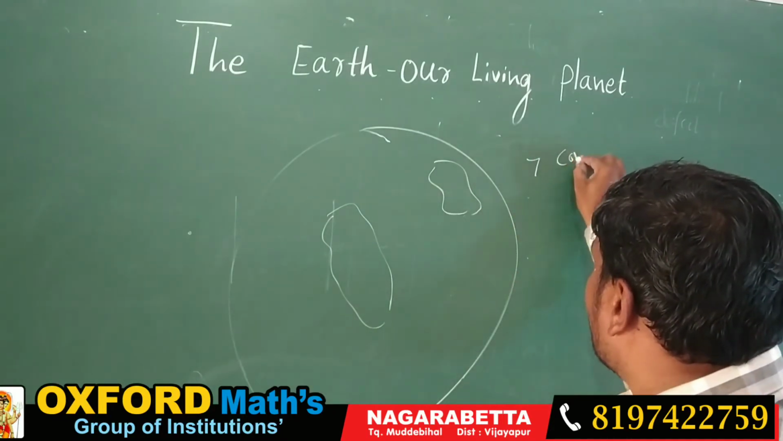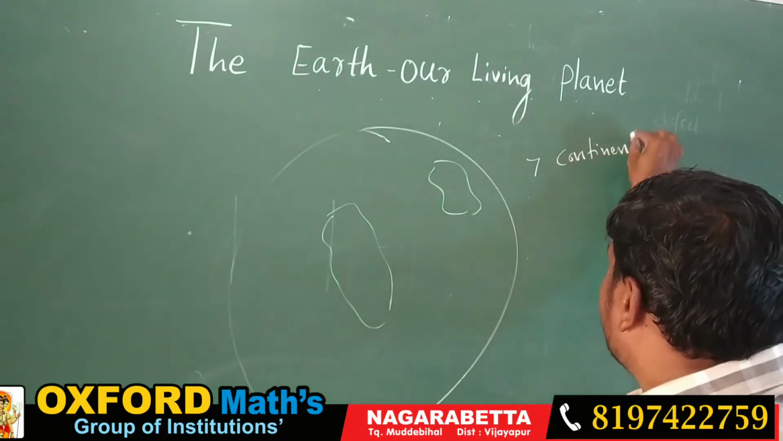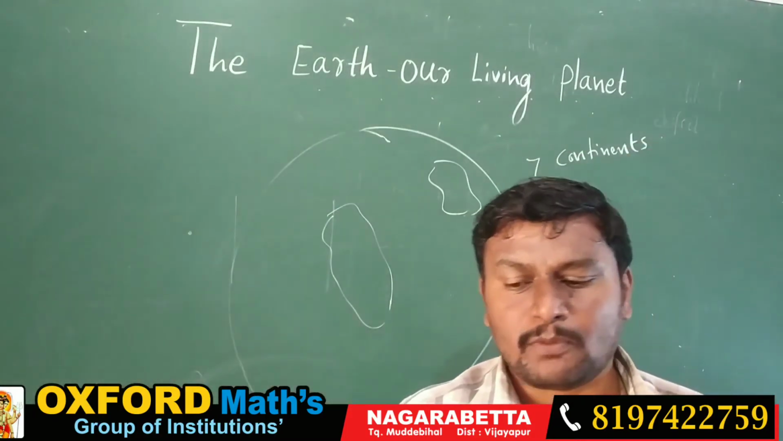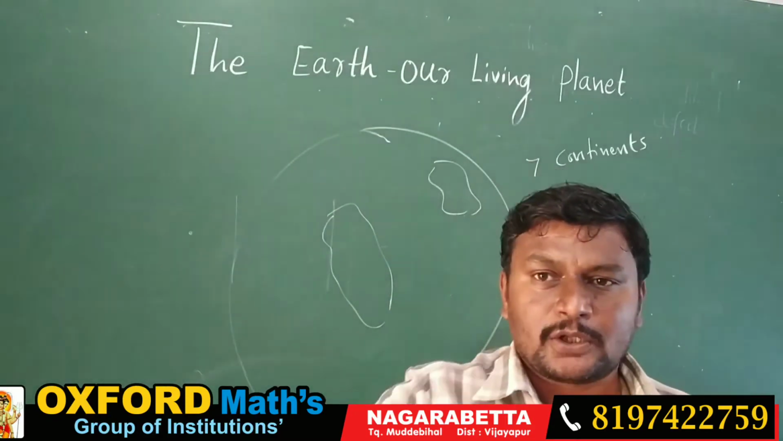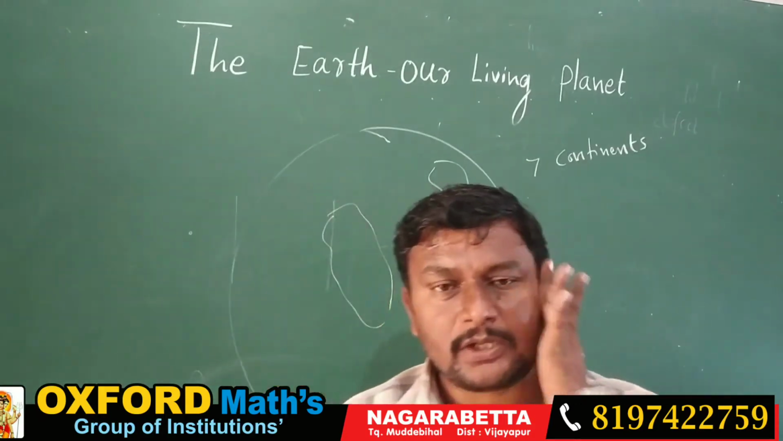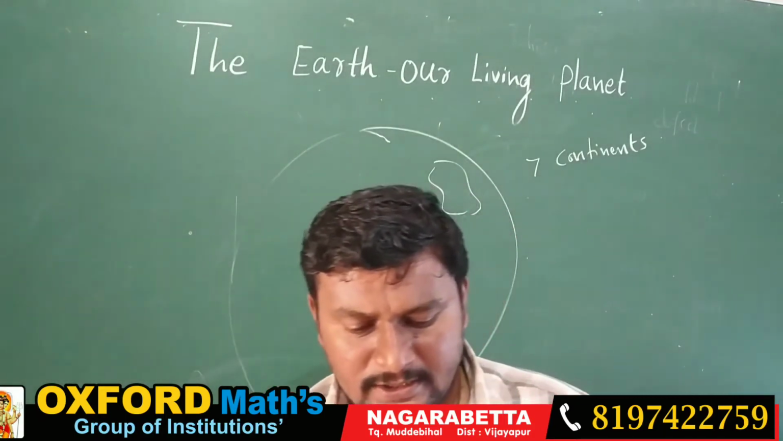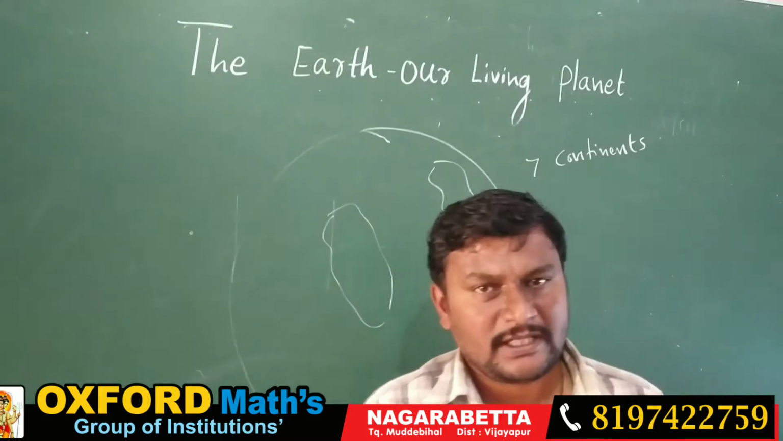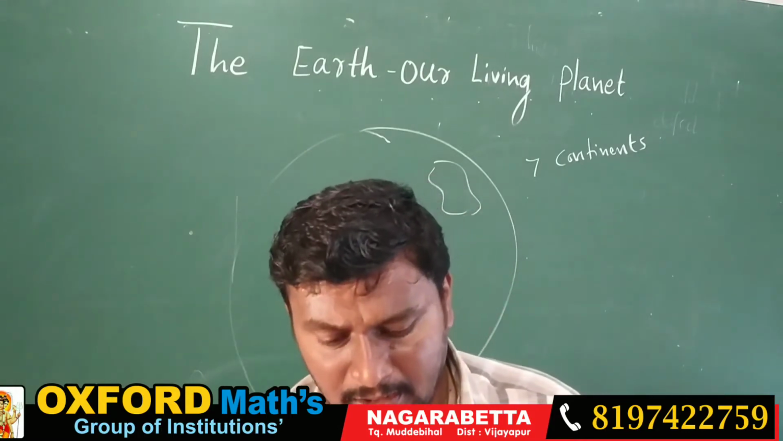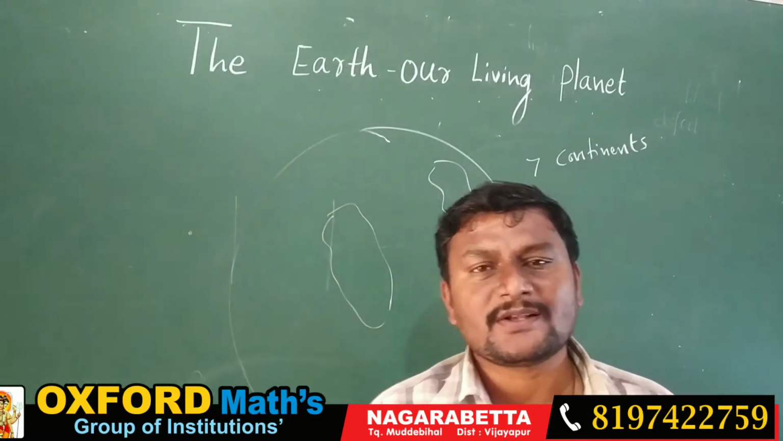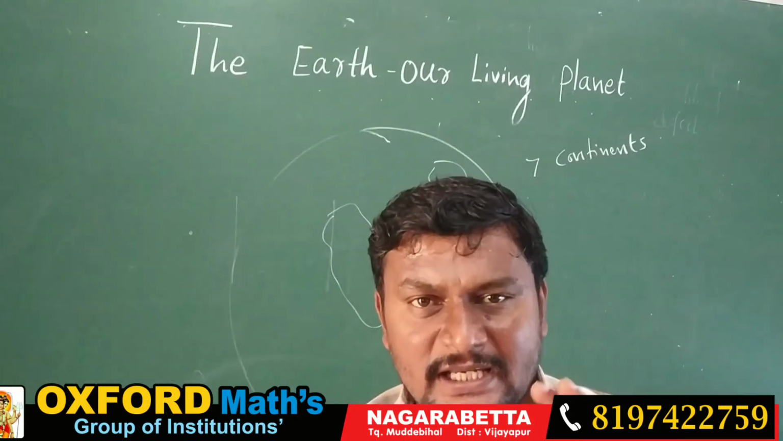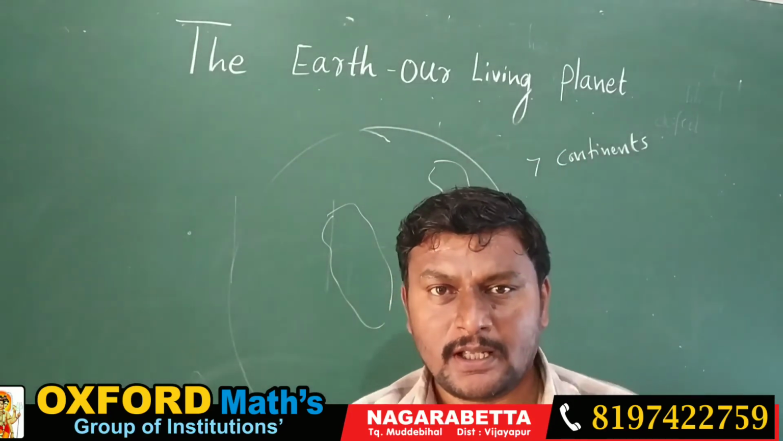Total how many continents are there? There are 7 continents on the earth. A large amount of land or a group of countries is called a continent. The 7 continents are: the first one is Asia, second is Africa, North America, South America, Antarctica, Europe, and Australia. Which one is the biggest? Asia is the biggest and Australia is the smallest continent on the earth.